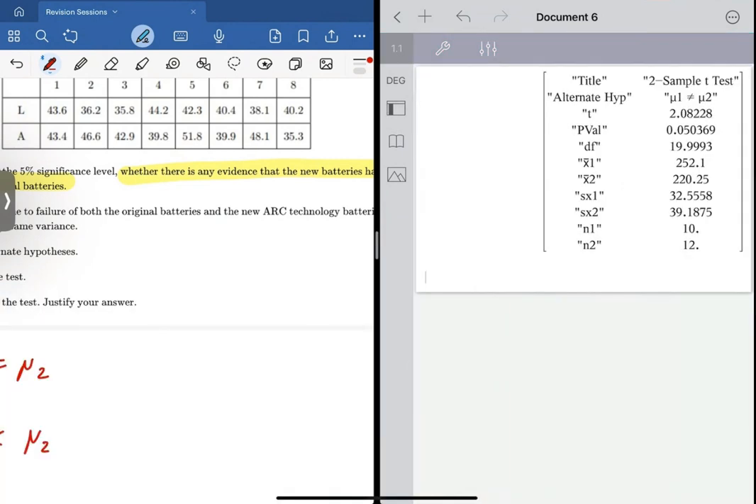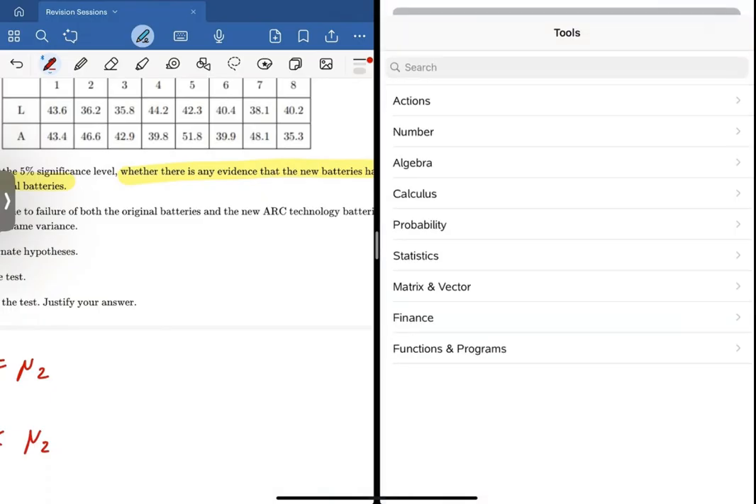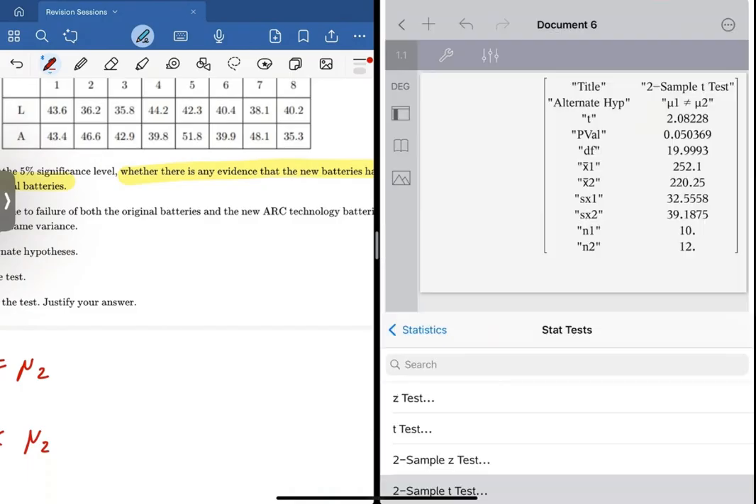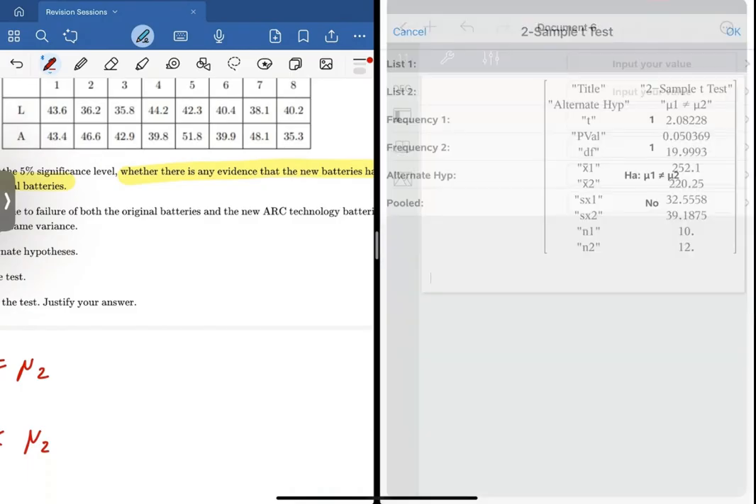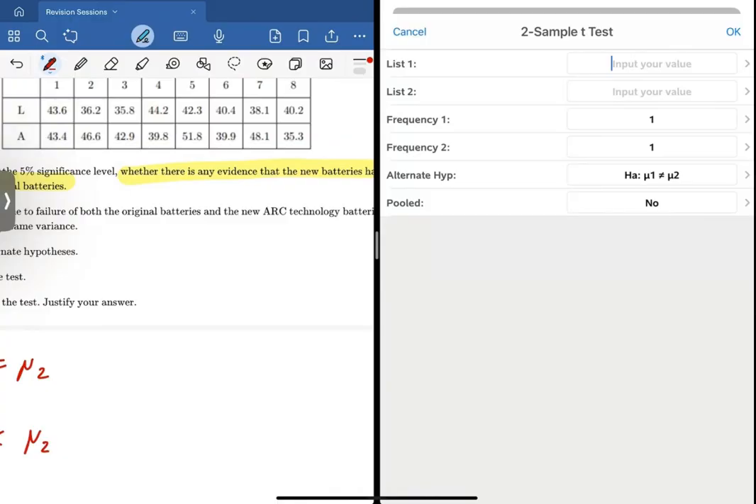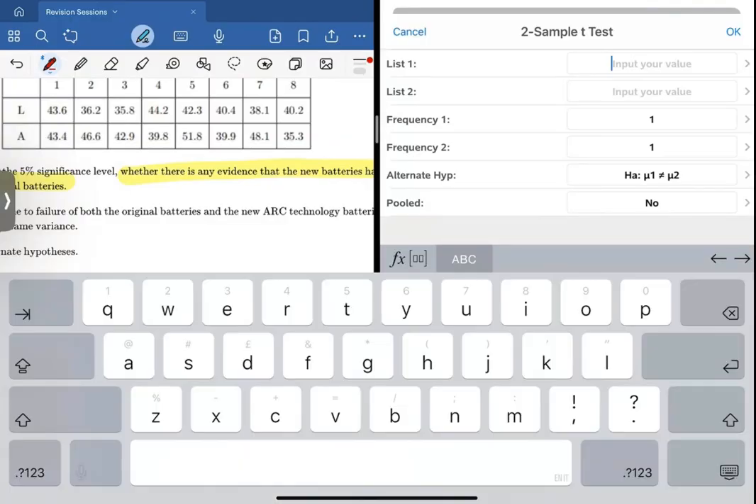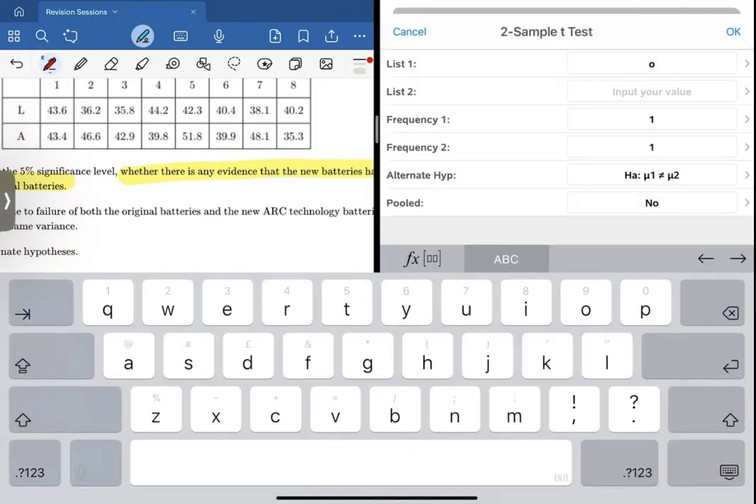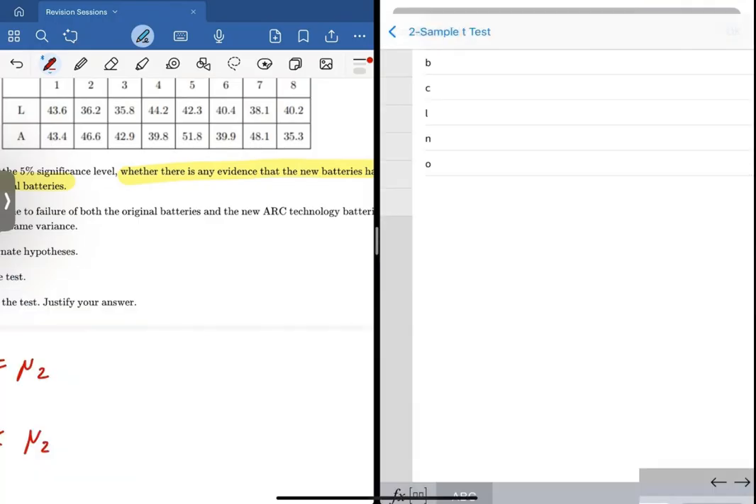Okay, so back to my calculator. Because I've got different labels, I can just use the same calculator I had open before. And we're going to go back to our stats test. So statistics, stats tests, a 2-sample t-test, and we are inputting data. So our list one, I went with old, I'll choose it from the list, and new.